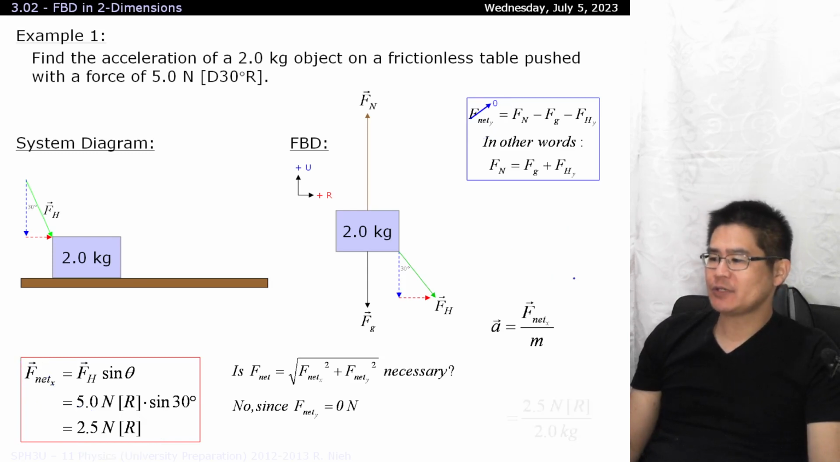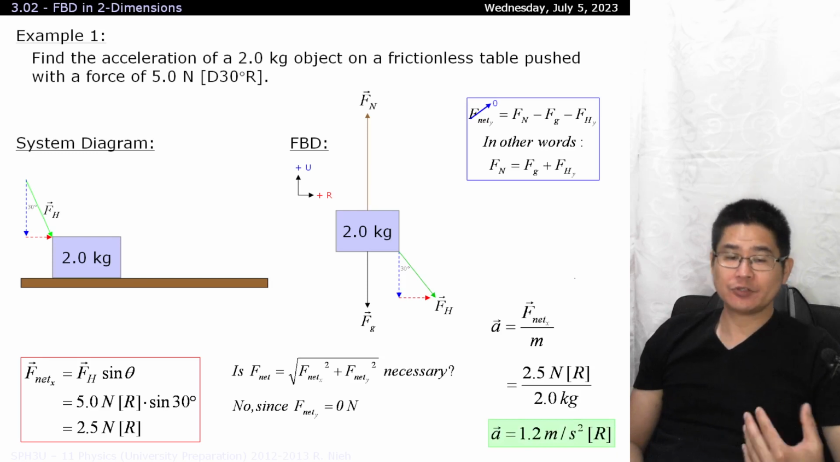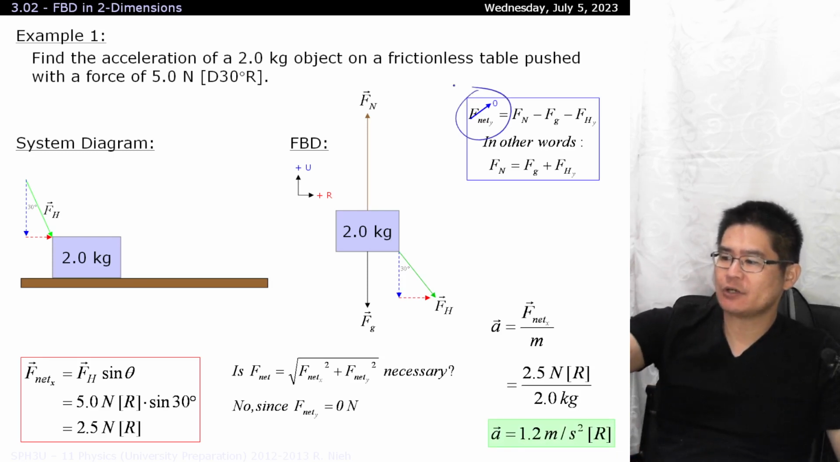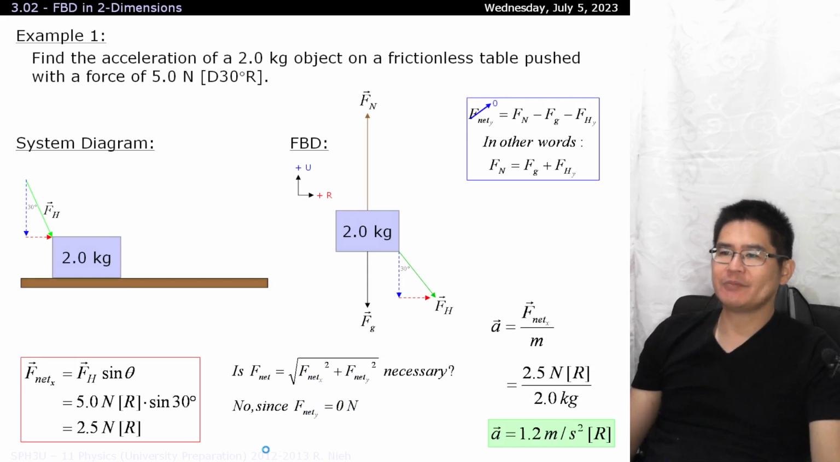2.5 divided by 2 kilograms gives us 1.2 meters per second squared towards the right. All right, so this is a two-dimensional problem, but we know that in the vertical dimension it goes to 0. And in that case over there, don't even bother using the Pythagorean theorem. Keep that in mind. That's a common mistake I see.